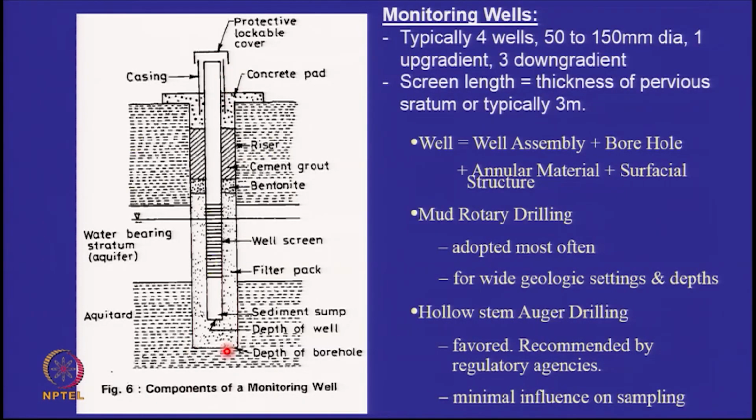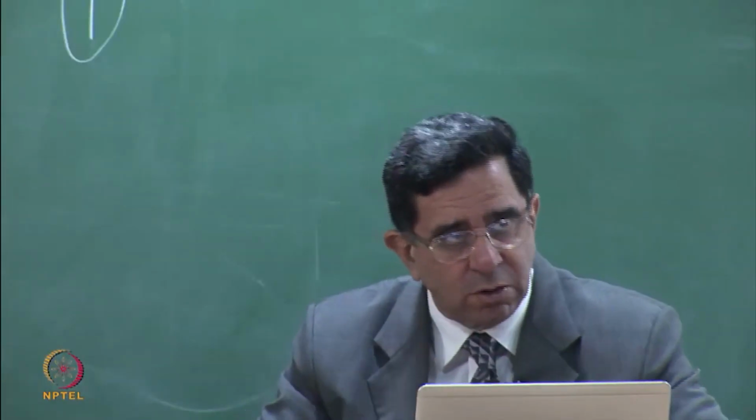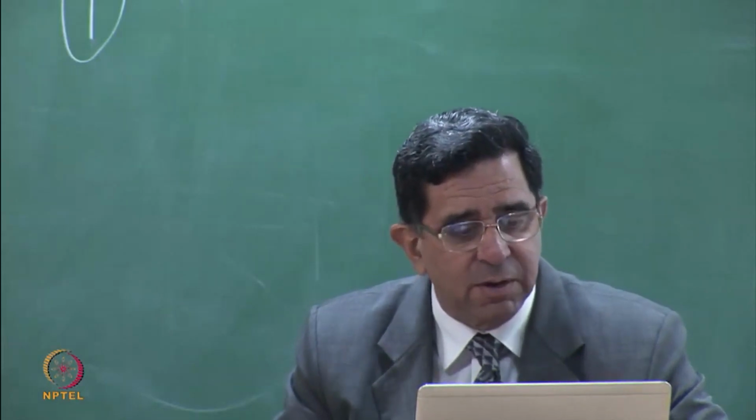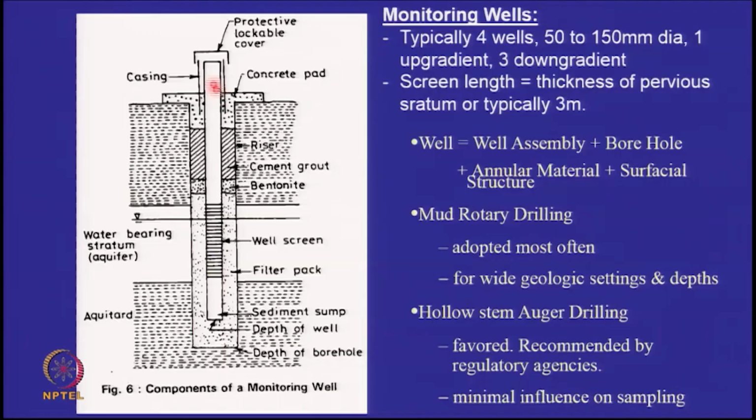You're putting the pipe in it with screens in it, and then you put gravel all around it. Okay? What I'm calling a filter pack is typically a gravel pack. The idea is that when water flows from the soil, it will come into the gravel and then it will go into the screen. The fines will not come in. So you need a filter pack, or a material which is pervious enough for the water to come in but does not allow the fines to come in. And then in this pipe you can send a submersible pump and pump out the water.